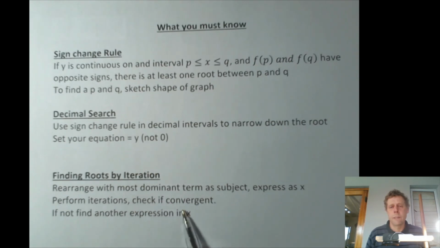And then finally, my all-time favorite, finding roots by iteration. You rearrange, putting the most dominant term as the subject and just inverting its function. So if it's like e to the x, you'd make it a ln x on the other side. So you make x equals some complex function, and then perform all your iterations and check if it's convergent. Now, if it's not convergent, try making a different expression. So x equals a different expression. Obviously, the term that you thought was the most dominant isn't. Then pick another term and make it the subject of the formula.